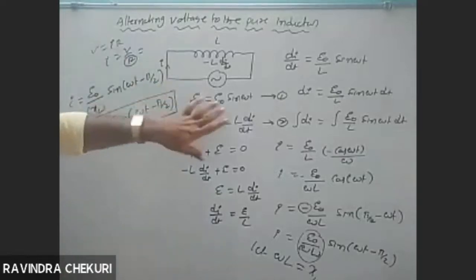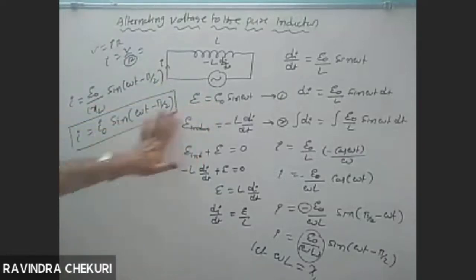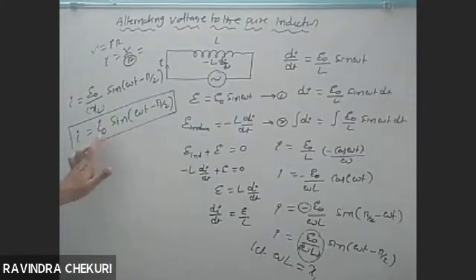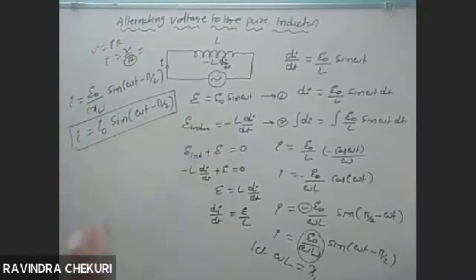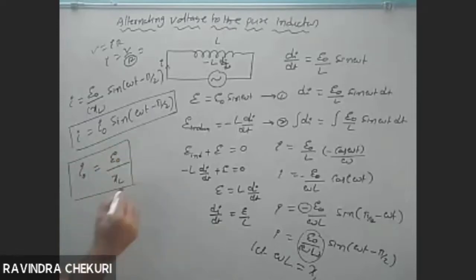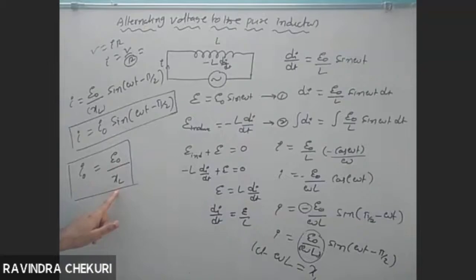So we have identified that both are sine functions. I naught is equal to E naught divided by XL. Which one is greater? Here I naught is equal to E naught by XL. In this case also E naught is greater, since we have to divide it.